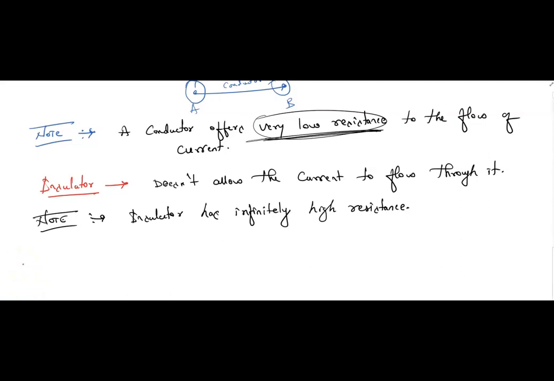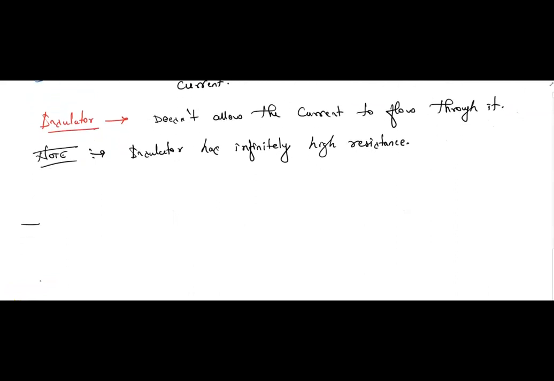I hope you have understood the difference between conductor and insulator. Is this clear? Any doubts? Children, I'd like to tell you one more important thing here. Let me define electric current now. Before defining electric current, let me take a circuit with a battery.